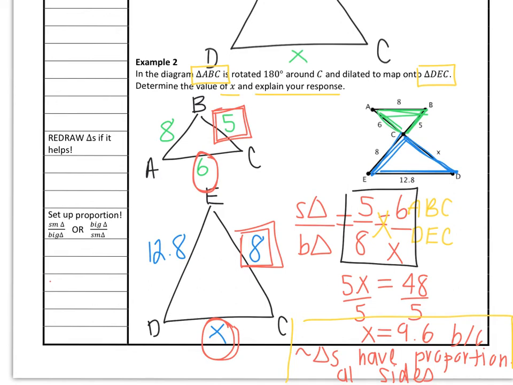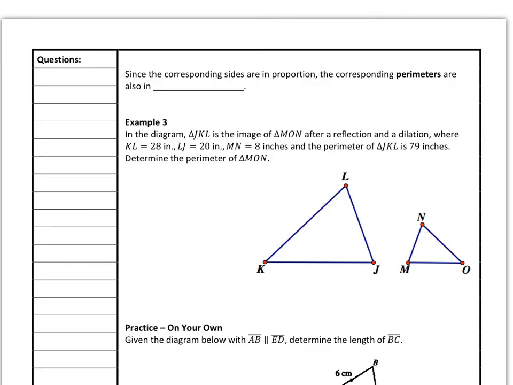But I'm going to take a look at example 3 on the next page so we keep going with this algebra stuff. All right, here we are, last page, almost done. So we already talked about how the corresponding sides are in proportion, but that also allows us to say that the corresponding perimeters are also, and I'm going to write it down here because there's no way I'm going to fit it up there, proportion.